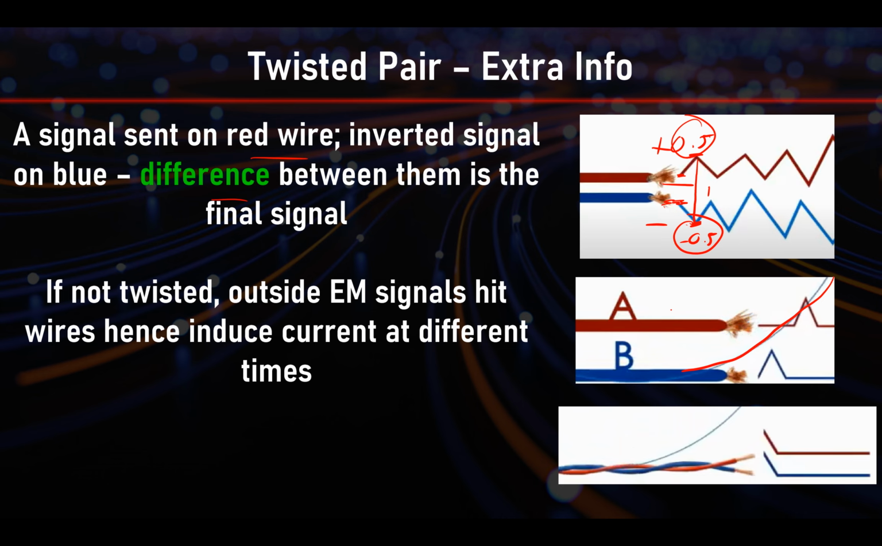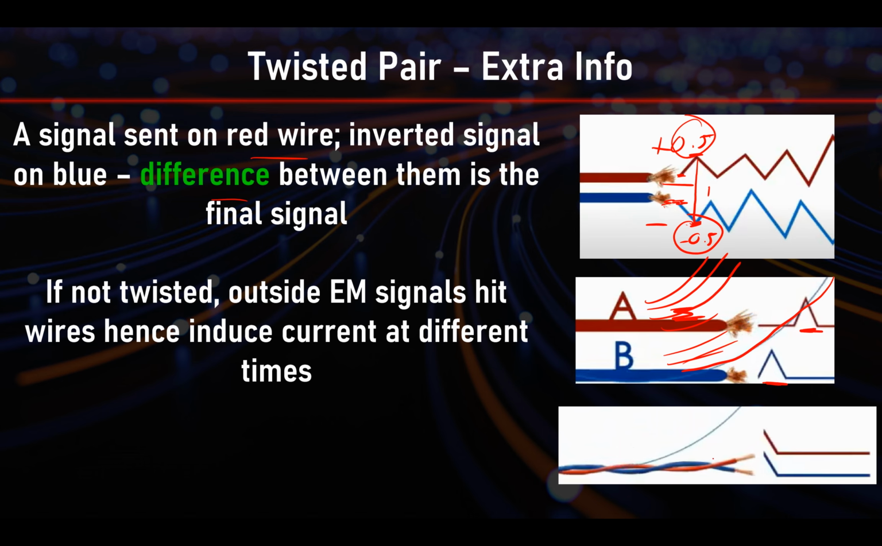Now, since A is closer to this wave, this outside interference is going to hit this wire first, and that's why we get the little spike here before. Then it's going to travel down to B, and it's going to induce the current after, since there is a different physical distance.